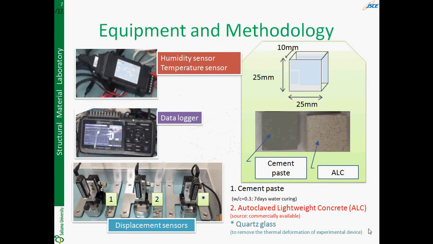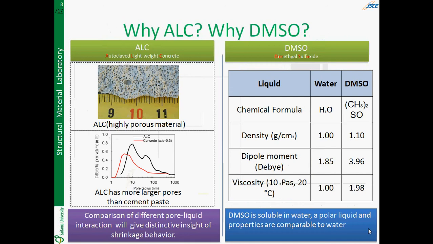Here we can see the actual equipments used for experiment. The test sample consists of two parts. The first one is 7 days old cement paste and second one is ALC samples that were taken from commercially available source. In addition, a quartz glass was also used to correct the deformation due to temperature variation. Similarly, water and DMSO was used as soaking liquids.